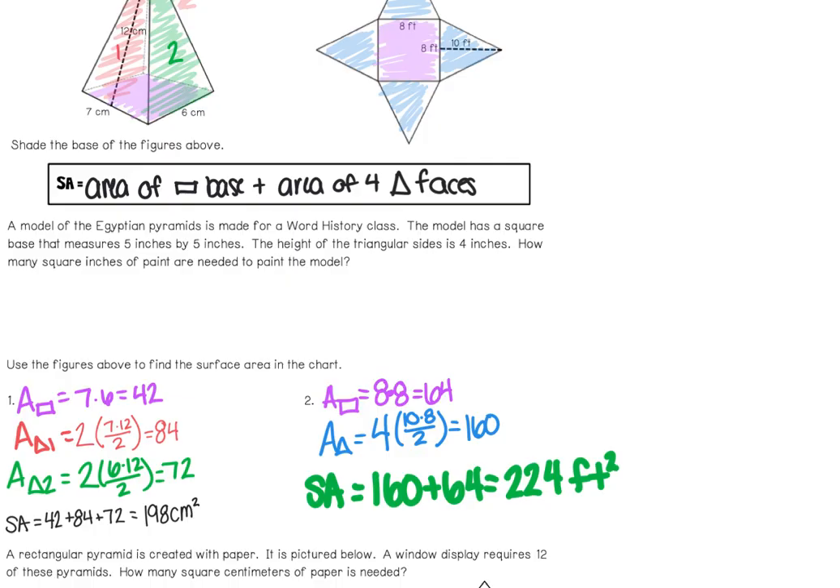224 feet squared. I was trying to say, whenever you have 2 triangles, they always cancel out. Yeah, but this time since it's 4, they're not just going to cancel out like that.